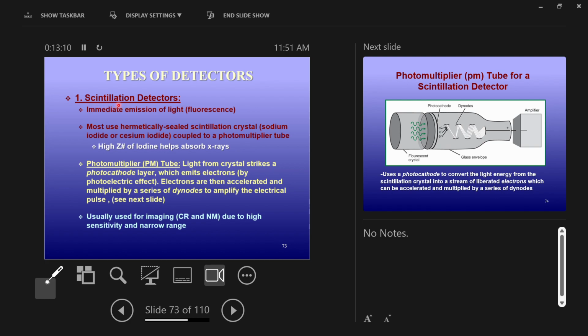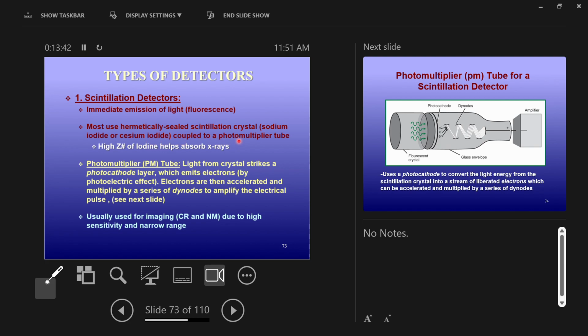A scintillation screen is a screen of material that when it's struck by some type of radiation will emit a different type of radiation. Okay, this is the emission of light, or fluorescence in this case. So what you have is a scintillating detector, a detector that when it's struck by radiation, it emits light. This detector will be made of something like sodium iodide or cesium iodide. Don't worry too much about the materials themselves.